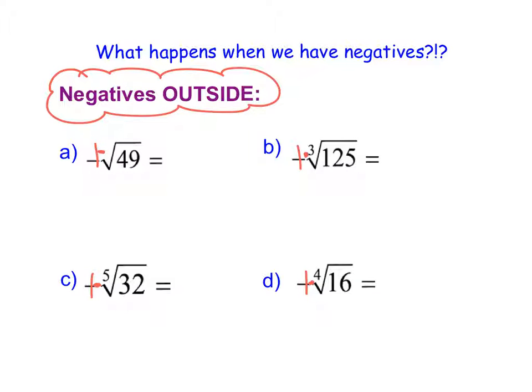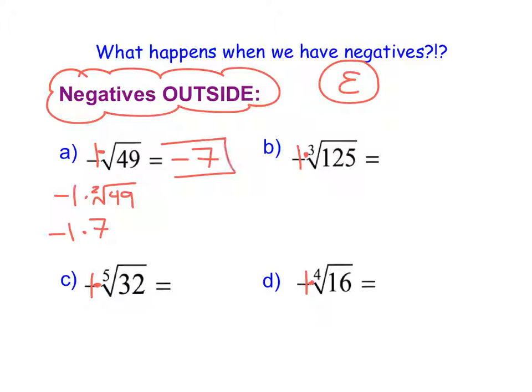So what we can really do is rewrite this as negative 1 times, okay, this is the square root of 49. And then we use our order of operations, and remember that a root is really a fractional exponent, so that falls in the E category of our PEMDAS, so that comes first. So we would do negative 1 times the square root of 49, which is 7, so my answer would be negative 7.